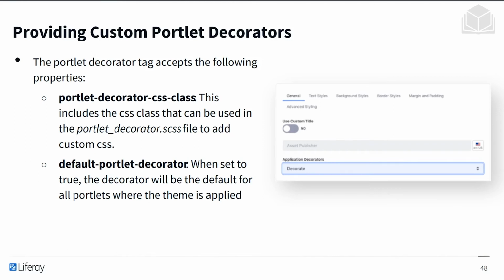Now, we can also provide custom portlet decorators, and the portlet decorator tag accepts the following properties. First, the portlet decorator CSS class, and this includes the CSS class that can be used in the portlet decorator partial to add custom CSS. And then you have the default portlet decorator, and if this is set to true, the decorator will be the default for all portlets where the theme is applied.